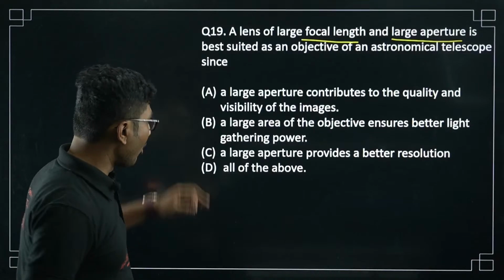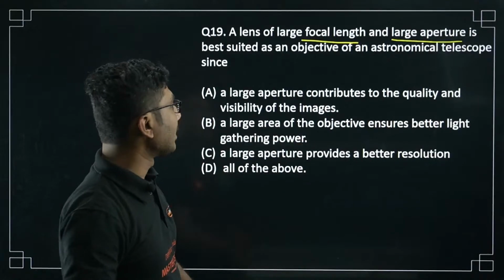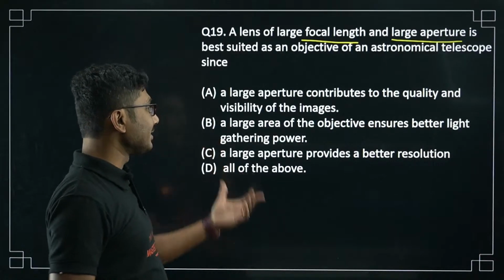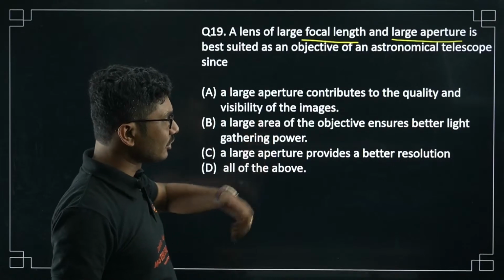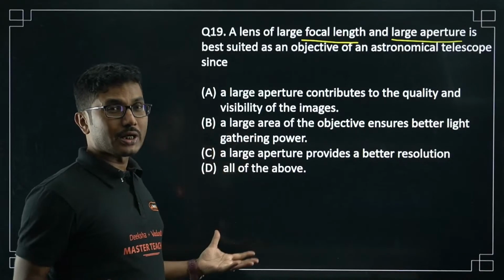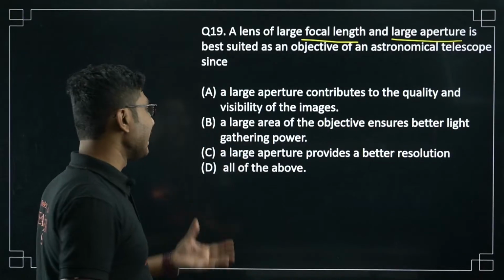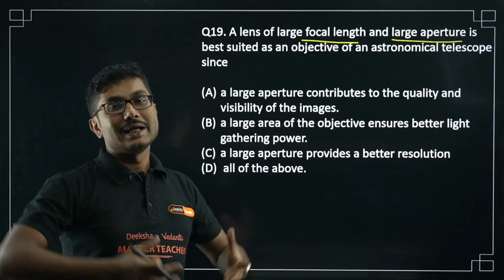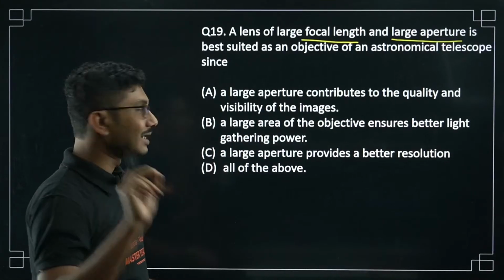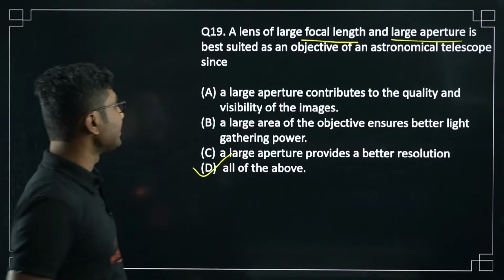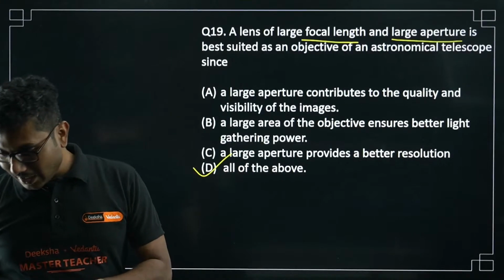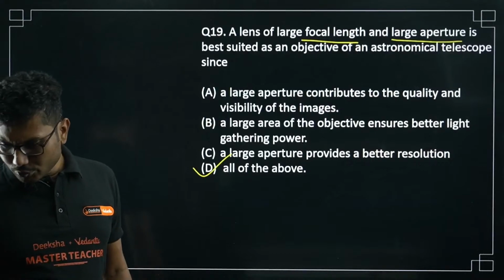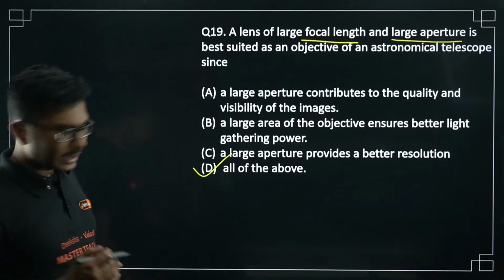So obviously, large aperture contributes to the quality and visibility of the images. Large area of the objective ensures better light gathering power. The larger the size, the more light it gathers. A large aperture provides better resolution, so with a larger size you can get a very clear picture. So all of the above is the answer. So 19D is the answer. Okay, most of you have answered this question correctly, right?